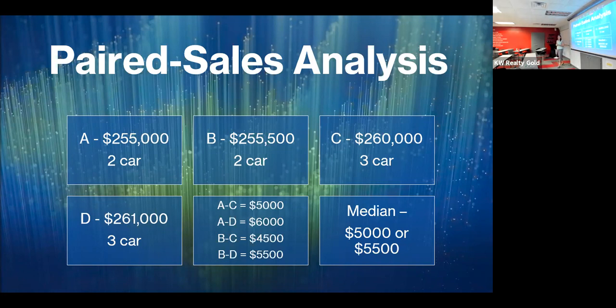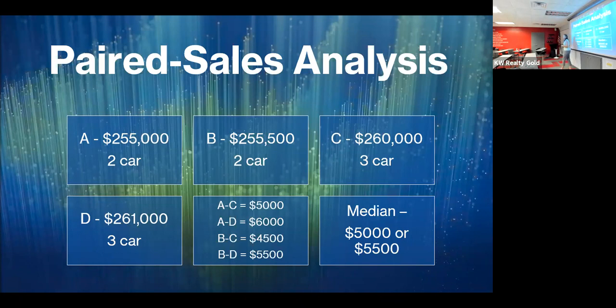So how do I figure out how much that garage is actually worth? You take your 2-car minus the price of your 3-car, both times, and you get a value. And you do it again the second time, and you get a value. And you look at these 4 numbers. I got $5,000 difference, $6,000 difference, $4,500, and $5,500. Those are the numbers that I get for how much this garage matters in these properties.